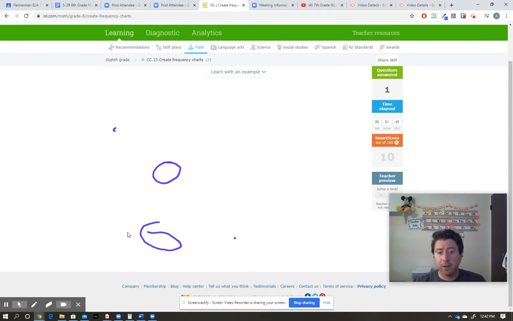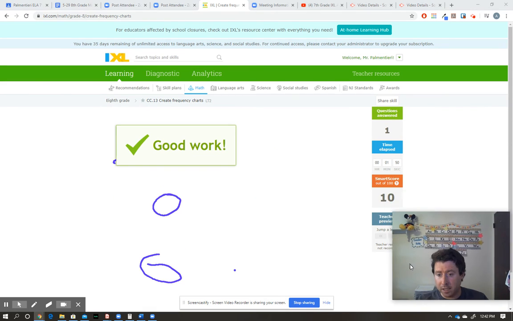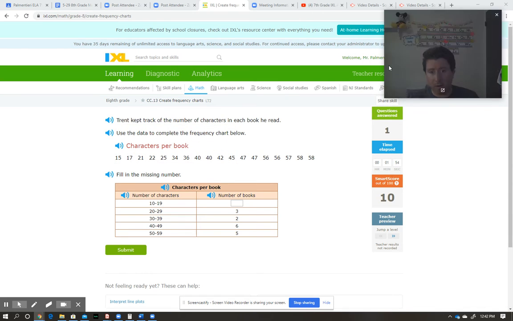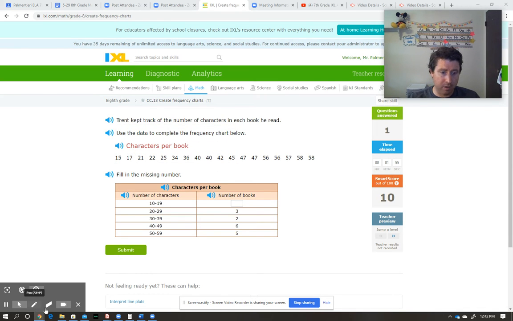This is all about reading data, being able to put it into charts, into graphs, that kind of thing. All right, now here's another type of question for this. This question says, I kept track of the number of characters in each book you read. Use the data to complete the frequency chart below. So characters per book. So number of characters, 10 through 19. So you're looking for numbers that are between 10 and 19. Well, here's one number, 15. That's between 10 and 19.